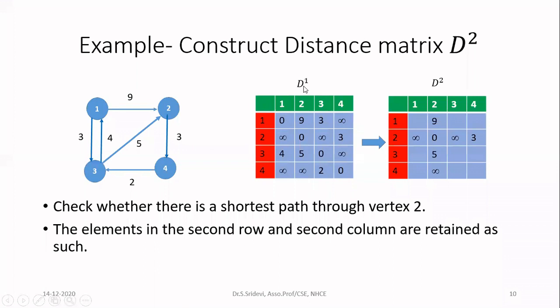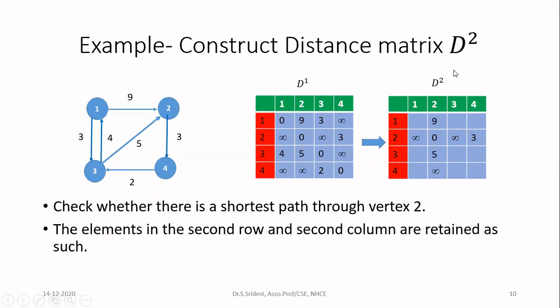Don't consider D0, because D0 is the initial matrix. Then you have considered vertex 1, you have constructed D1. Now you have to start with the D1, you have to construct D2. D2 is going to tell you whether you have any shortest path from a vertex U to vertex V through the vertex 2, because it is D2.